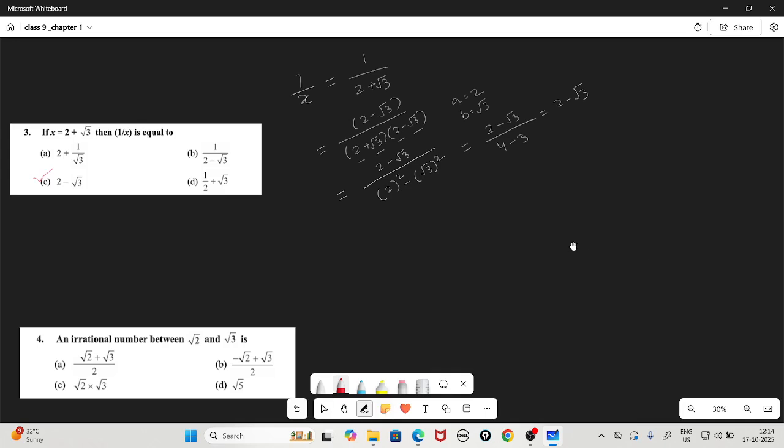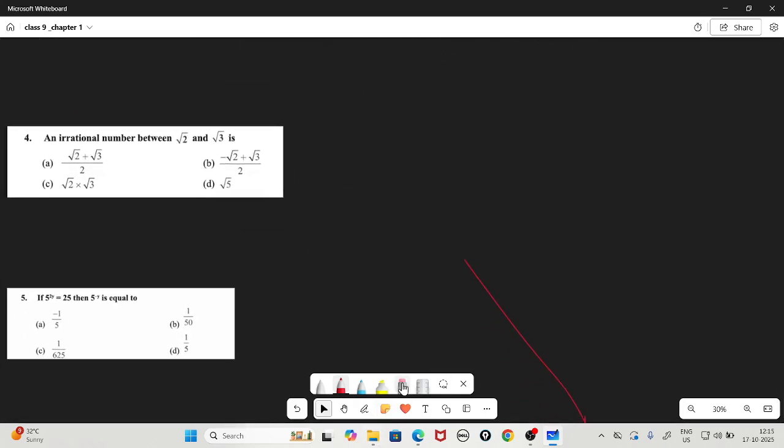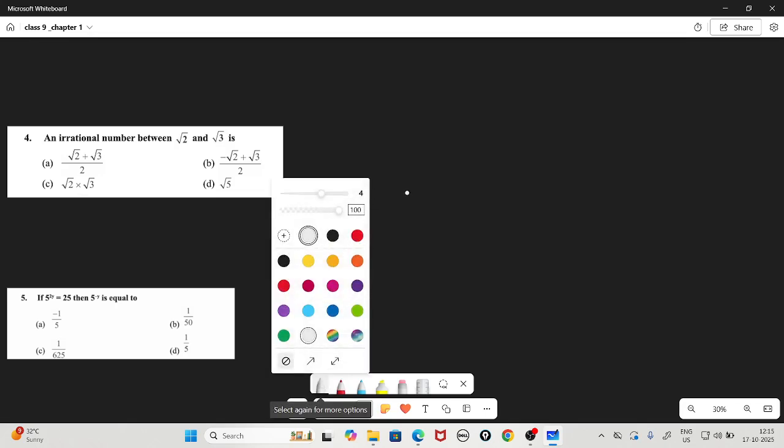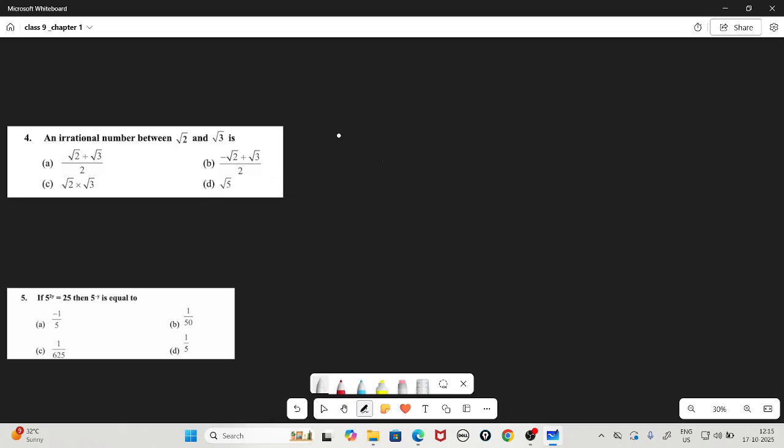So now let us go to the second question. In the second question, again, they are telling us to find an irrational number between root 2 and root 3. In this type of problem, what we suggest is that if you want to get the irrational number, it's better that you draw a number line, and then you write root 2 here and root 3 here. So they are asking for any irrational number between root 2 and root 3.